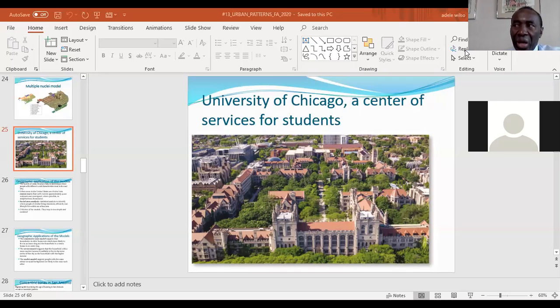Today, we're going to start by applying these models. How do they play out on the ground in cities, in urban areas in the United States and in other parts of the world?